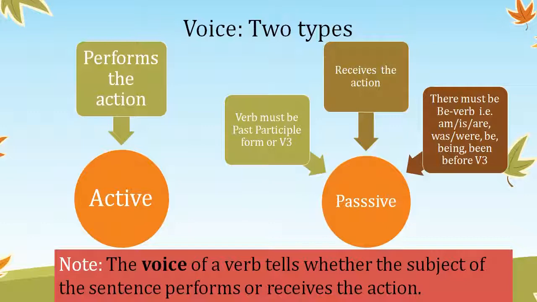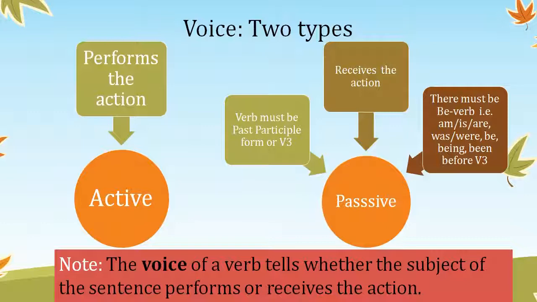What am I telling you? The verb must be in the past participle form, the B3, and before the B3 form of the verb there must be the be verb. They are am, is, are, was, were, be, being, been. Don't forget about it. I have given another note to you also to make you understand the voice of a verb: it tells whether the subject of the sentence performs or receives the action. Accordingly, the voice has 2 types: one is the active voice, another is the passive voice.